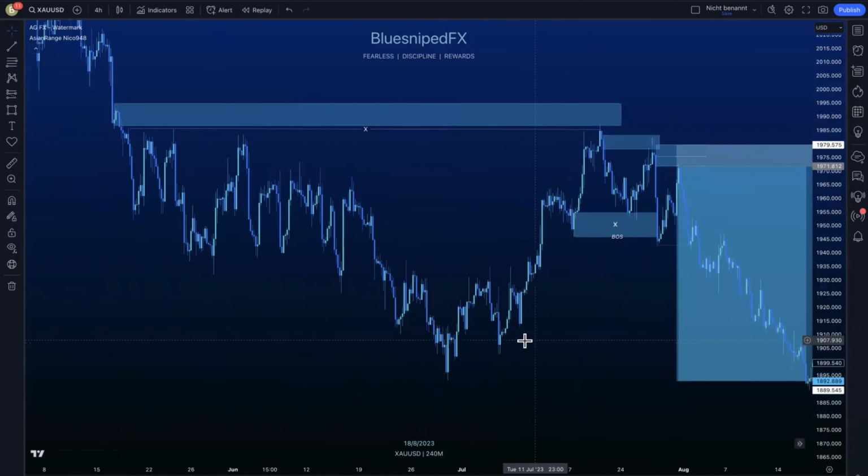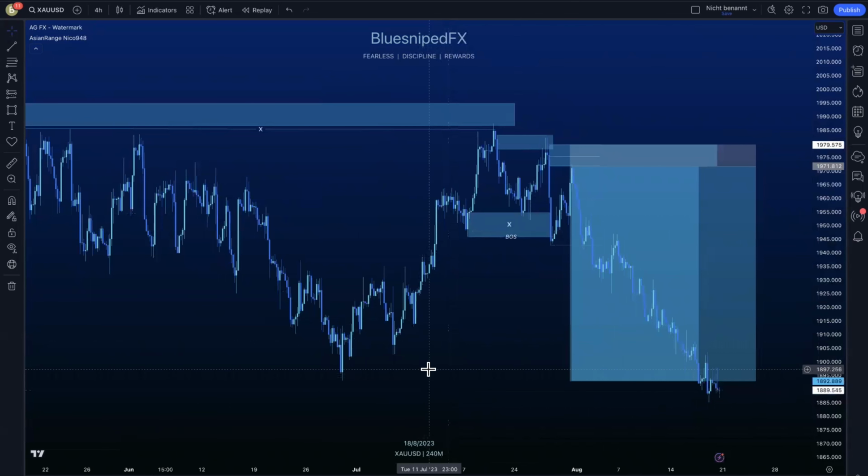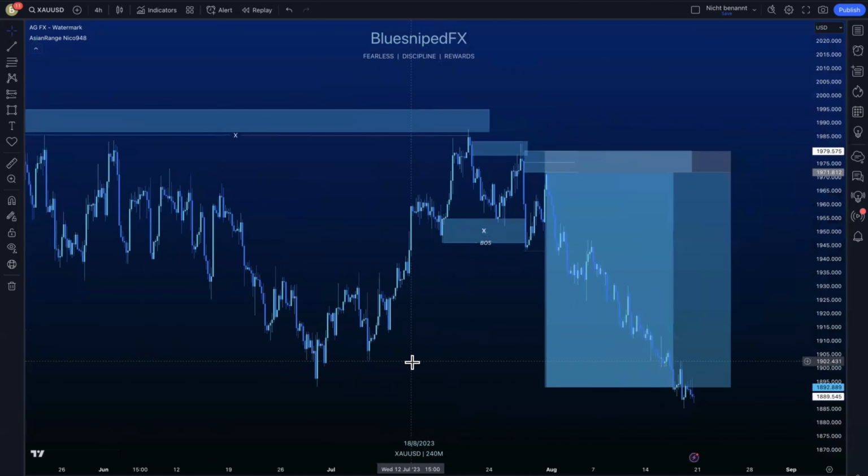Many people will be looking for reversals in the lower time frames, but I think that's complete nonsense. So if you want to trade reversals, go in the bigger time frames, and if you want to trade continuations, then stick to the lower time frames. So exactly.